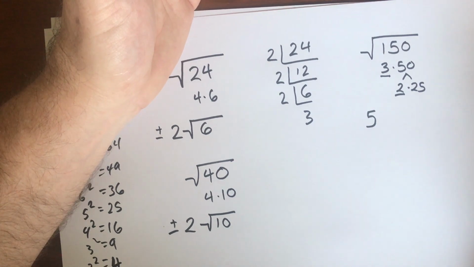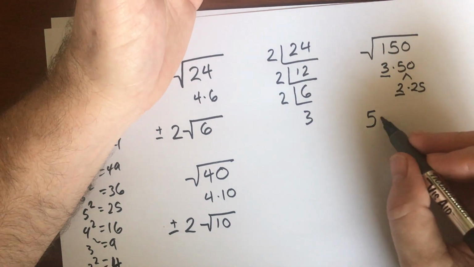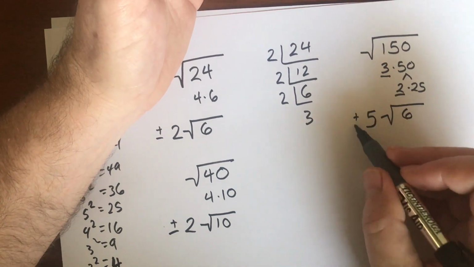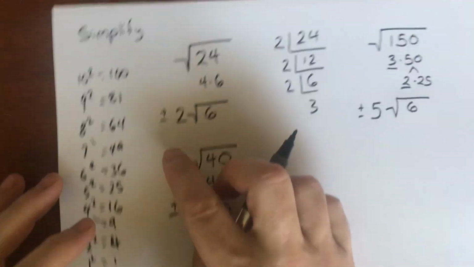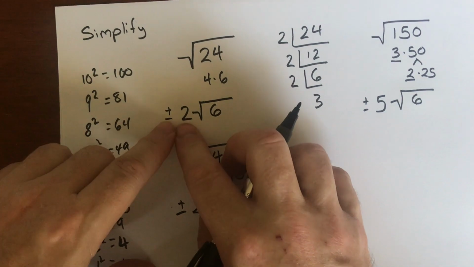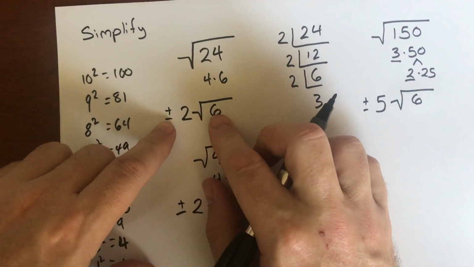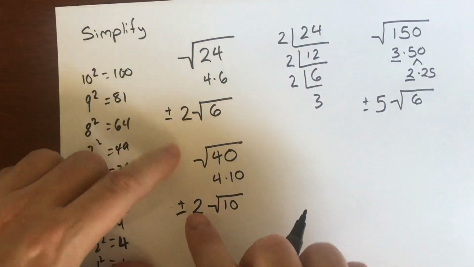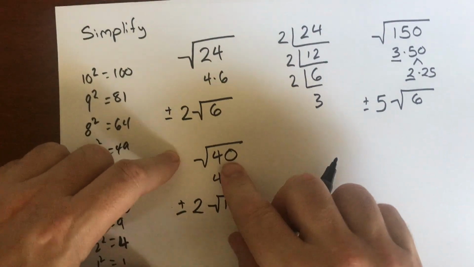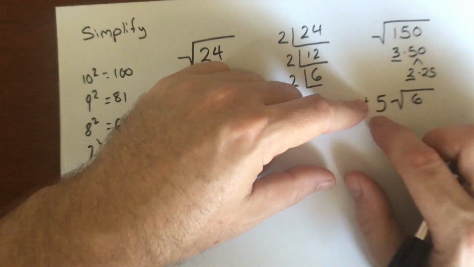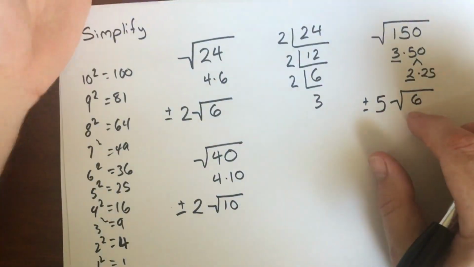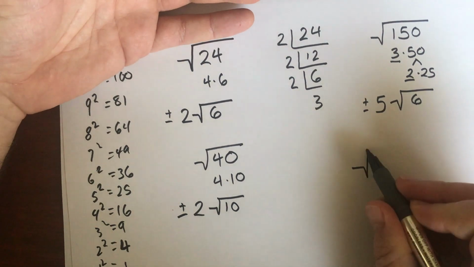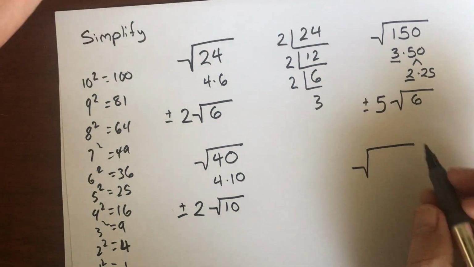Now, there is a way to check this. I'll show you. To check your answers, you take the number on the outside, square it, multiply it by the number on the inside, and see if it matches. 2 squared is 4, 4 times 6 is 24. 2 squared is 4, 4 times 10 is 40. 5 squared is 25. 25 times 6, 6 quarters is $1.50, so there we go. Making sense? Maybe.